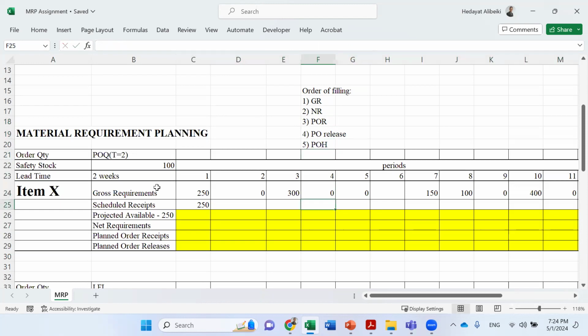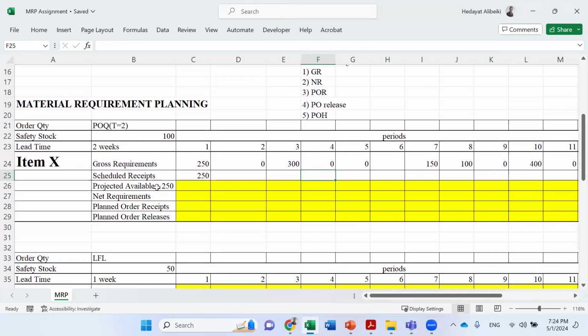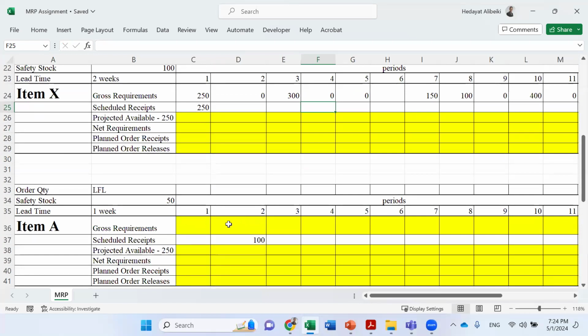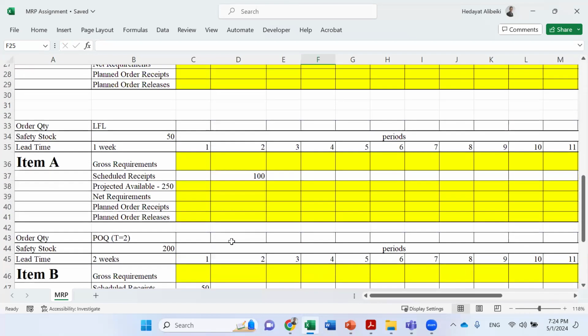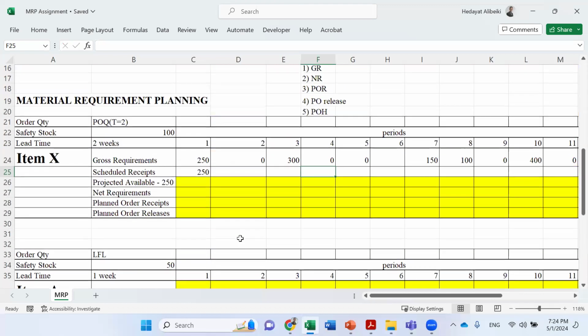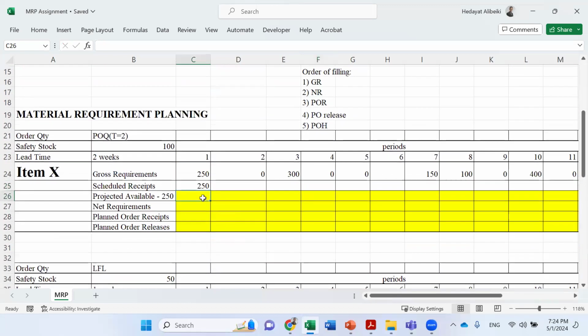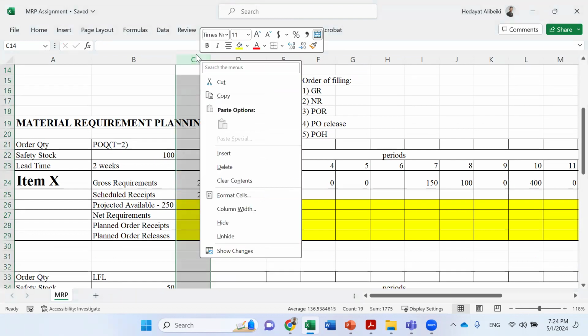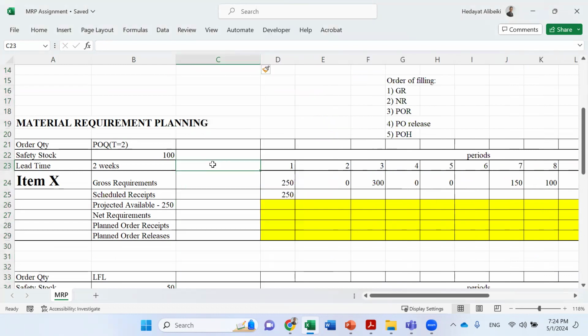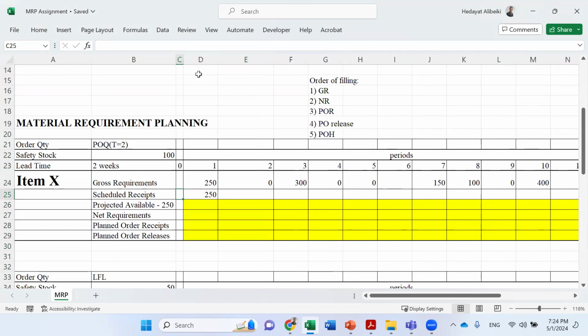If it's for a primary item, if it's for an end item, gross requirement is already given. But for the other ones, I'm going to have to calculate. You can see for A, B, C, row one is also highlighted. For net requirement, what is the net requirement? By the way, this 250 may be better if I just insert another column. Call it week 0. That means this is the current week.